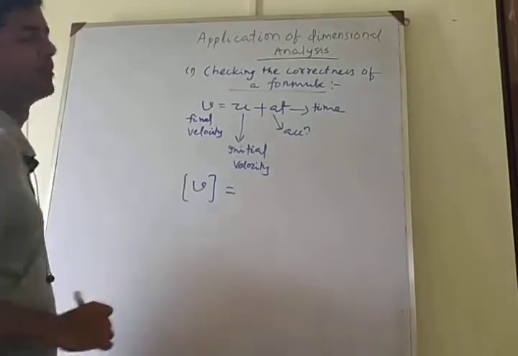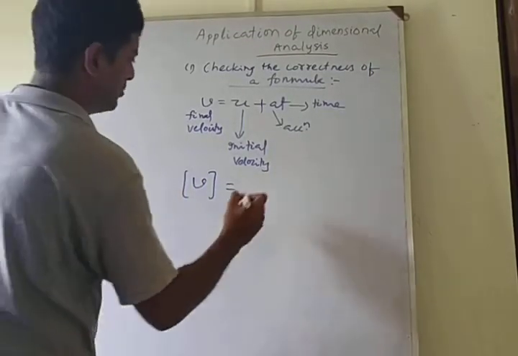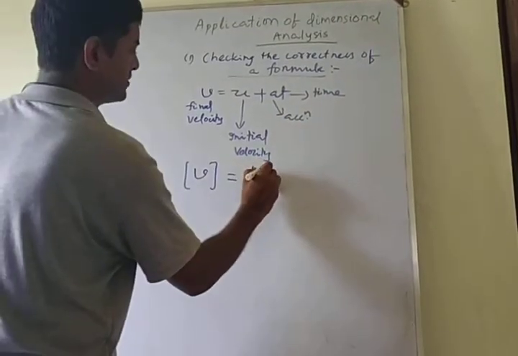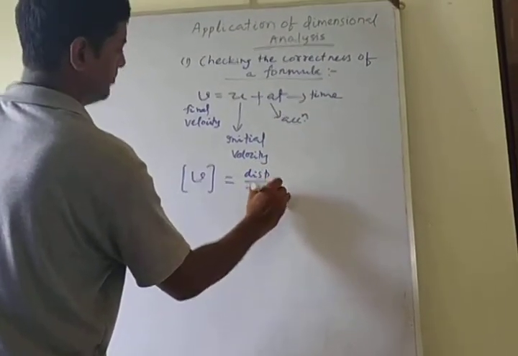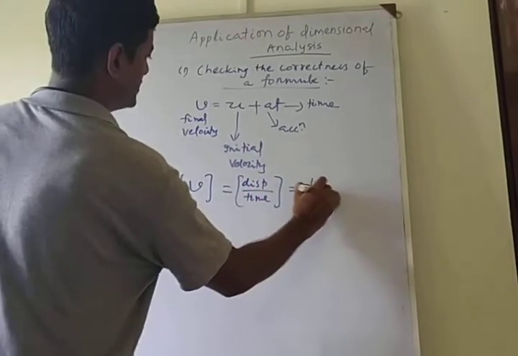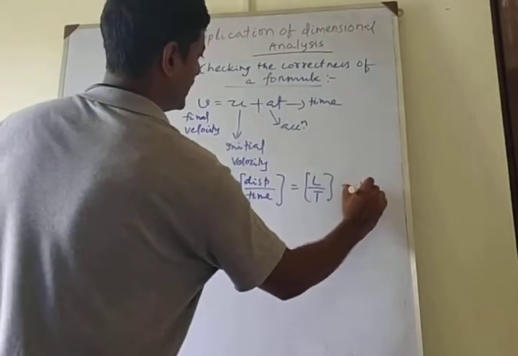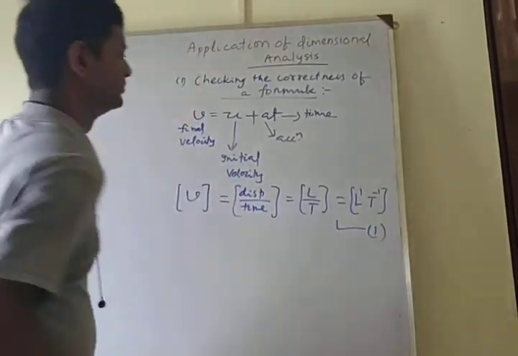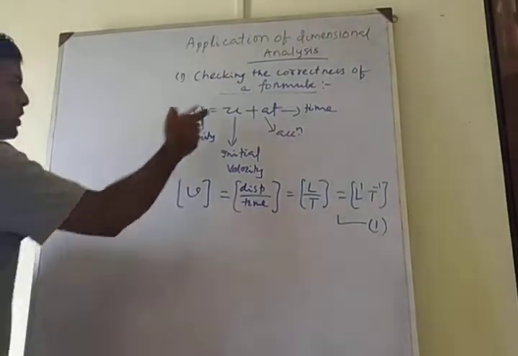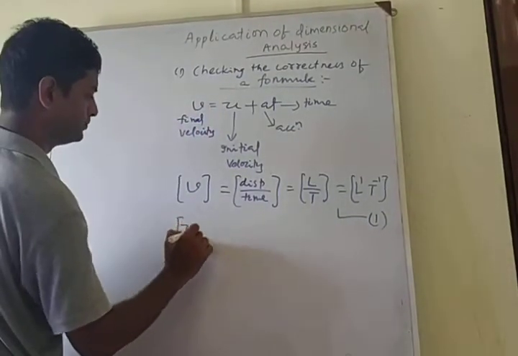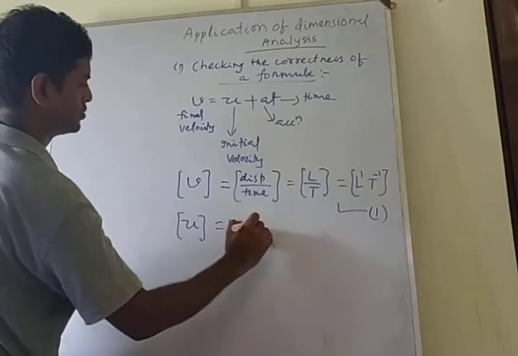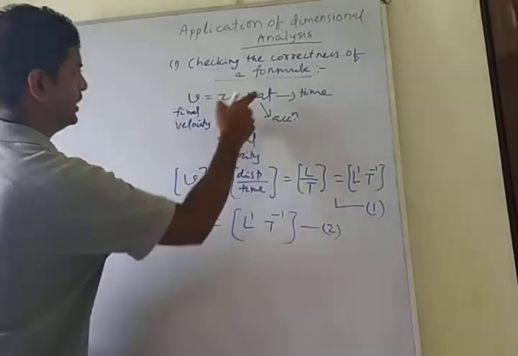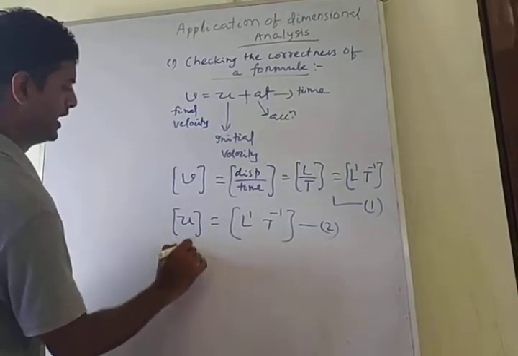So what is the dimensional formula of velocity? You know, we have already mentioned it. Velocity is nothing but displacement by time, and the dimensional formula is L by T. This will be L^1 T^-1. So let's say equation 1. Now what will be the dimensional formula of u? This is again the same as velocity, so again L^1 T^-1. Equation 2. Now I will write the dimensional formula of a and t.